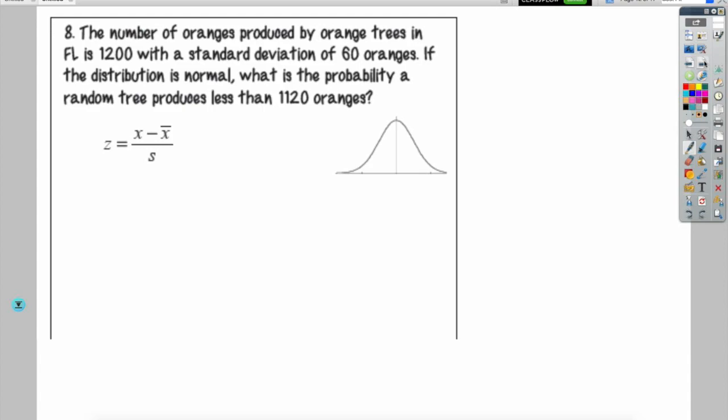We got the mean? We got standard deviation? And what else? We actually don't have the z-score here. What's the mean in this problem? Yes, 1,200 is your mean, okay? So this right here represents x. You knew that because it says the number of oranges produced by an orange tree in Florida is given to you there.